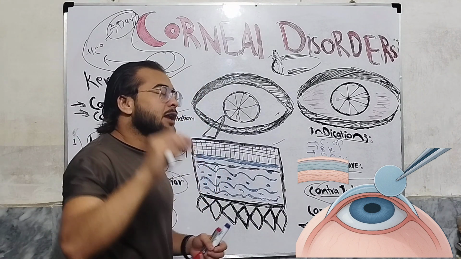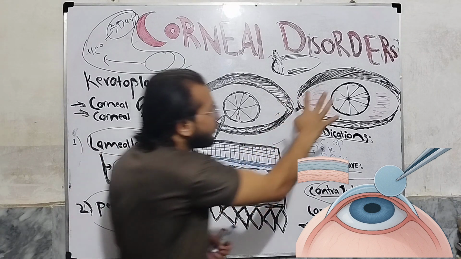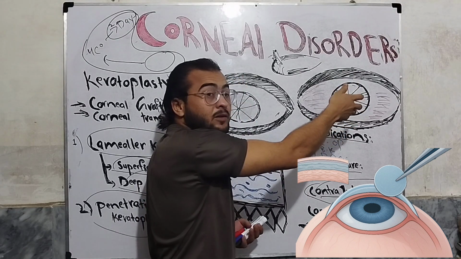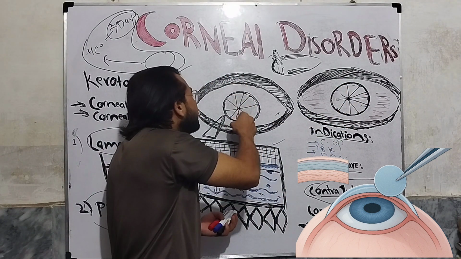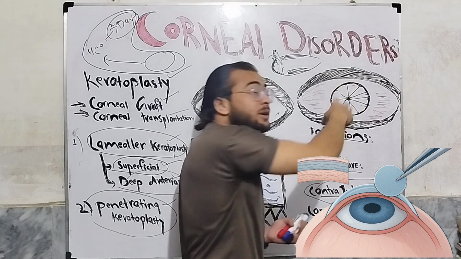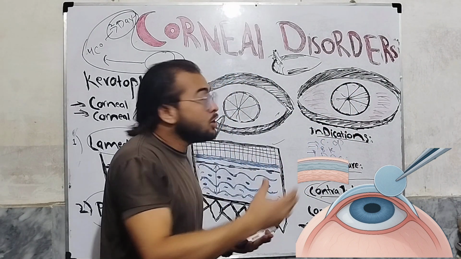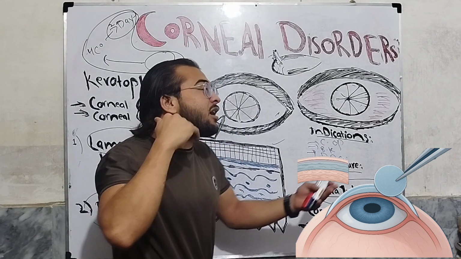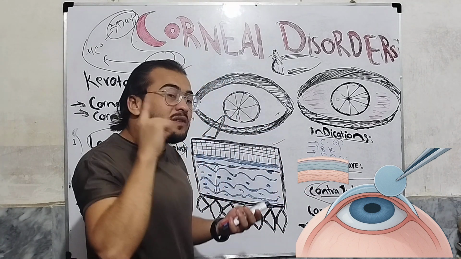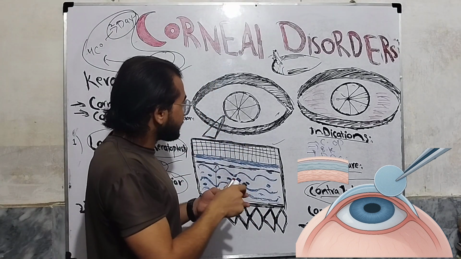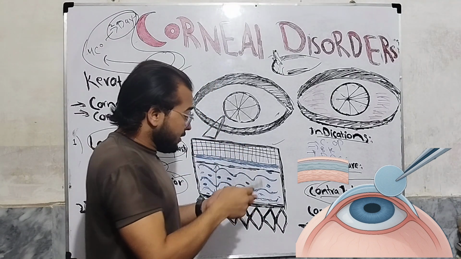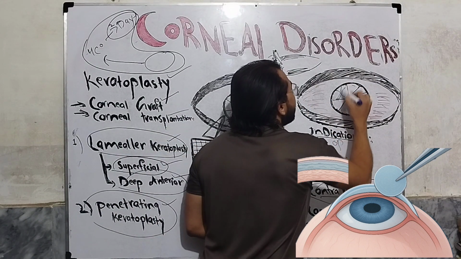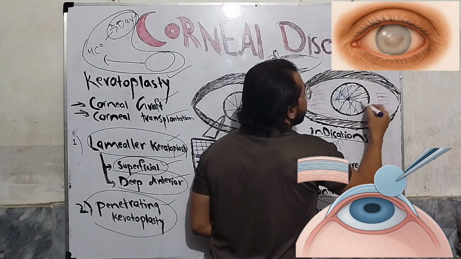The late complication, and the most common complication, is the rejection of the graft. We know that it is a foreign antigen for the body. If we remove the donor's cornea and implant it on the recipient, it is a foreign antigen. So the body will treat it as a foreign antigen, activate the immune system and start rejecting this graft. This is the most common late complication. And what will happen in this complication? This whole healthy cornea will have inflammation, edema, etc.